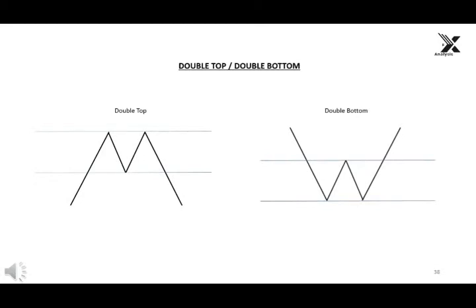The double top and double bottom are very common reversal chart patterns. The double top is a bearish pattern that occurs after an uptrend, while the double bottom is a bullish pattern that occurs after a downtrend. This means that when you see the pattern, you will then look for selling or buying opportunities.